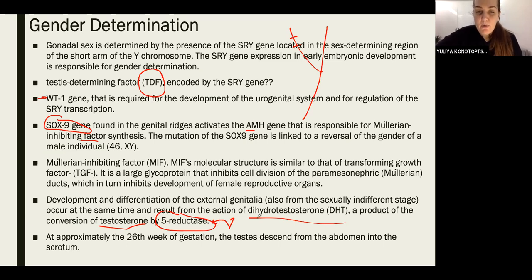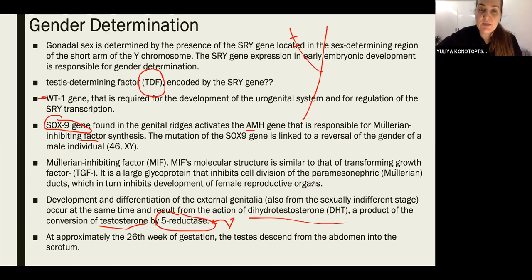Okay, so you need to remember that this dihydrotestosterone works on very specific organs, and that's PP, penis and prostate. These are the two organs which have the most receptors for dihydrotestosterone. So in embryology, if they ask you which hormone is responsible for the formation of the penis, don't say testosterone, because testosterone has nothing to do with it. It's actually dihydrotestosterone that has everything to do with penis formation.